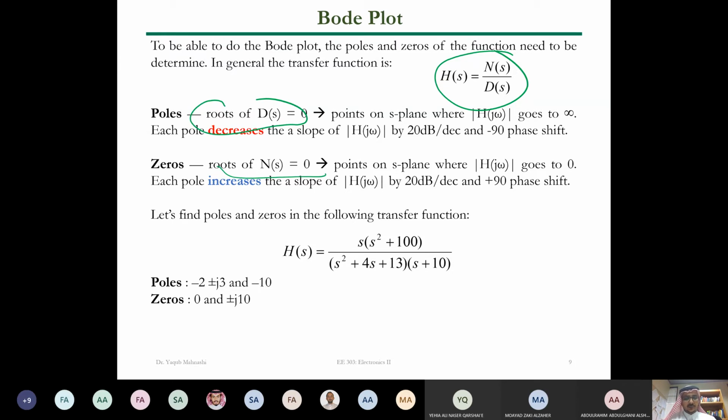I believe you can analyze and find the poles here. Let's find the zeros, guys. What do you think? What will be the zeros of this transfer function?